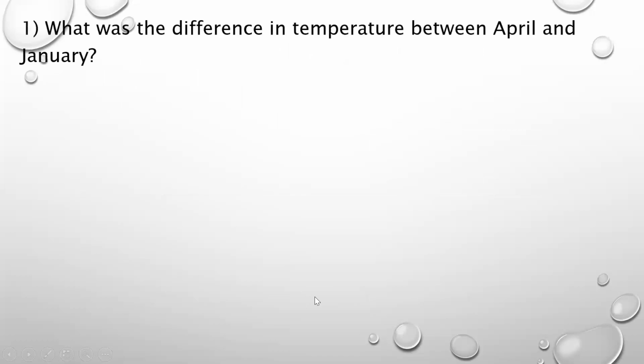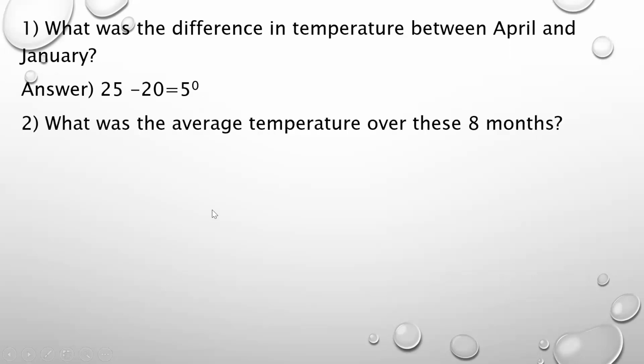So the first question: what is the difference in the temperature between April and January? In April we have 25 and in January we have 20. Whichever temperature is more than the other, the biggest value will be written first. You will subtract and get 5 degrees.